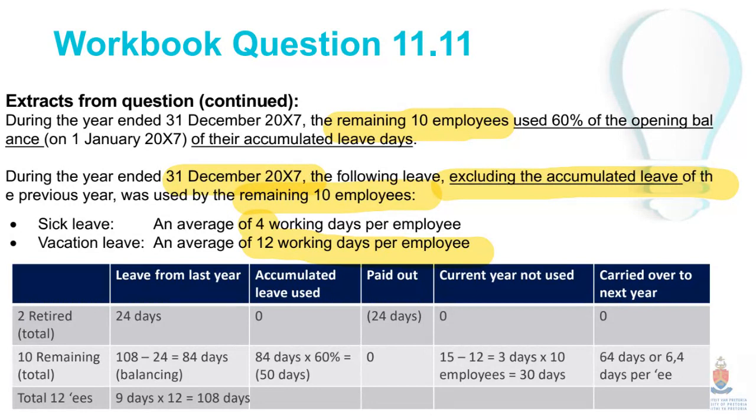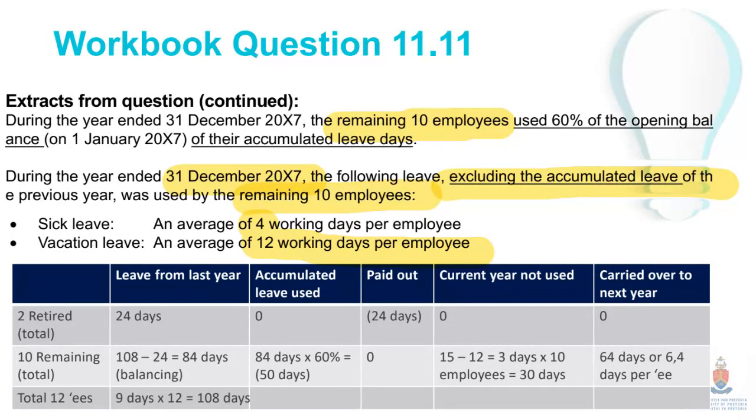Point 7 says 60% of the old leave was used. But then when we read point 8, it says 12 days from the new leave was used. So how is this possible? Because we're supposed to have used up all of the old leave before we started using the new leave. That's what someone might think, right?